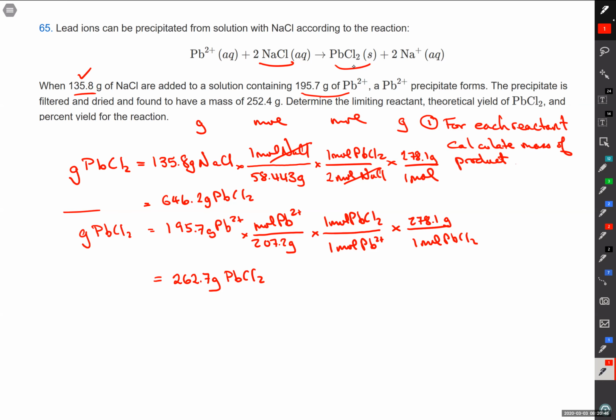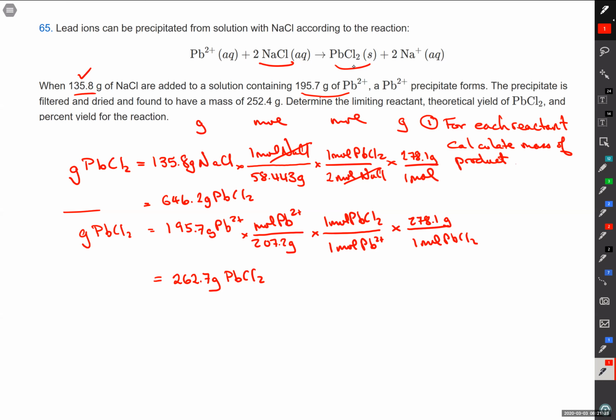So, how much can you actually make? Can you make 646 or can you make 262? Right, because once you do that, what happens? Yeah, the lead's all gone, right? Basically, you're calculating how much product can be made from this much lead ion. That's how much you can make, all right? What that actually means is once you make this many grams of this product, this has all been used up. It's all in the product.